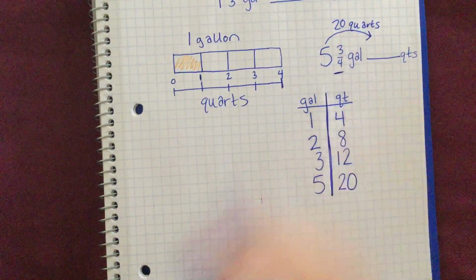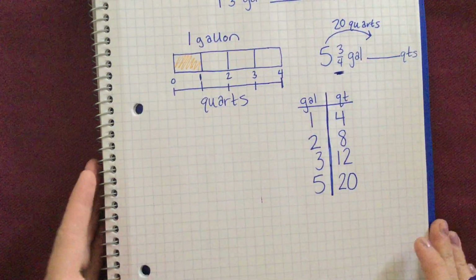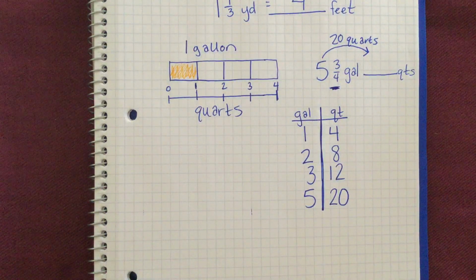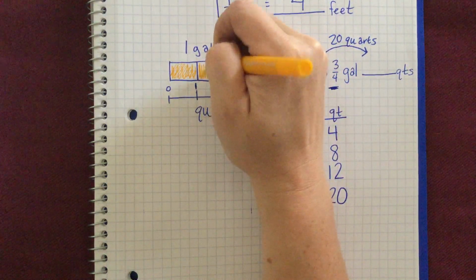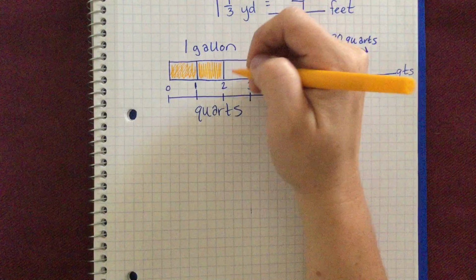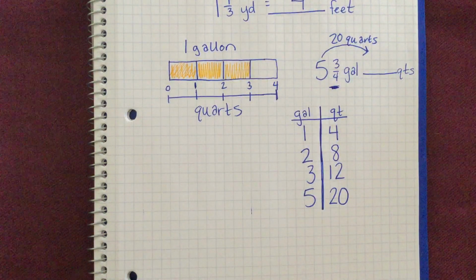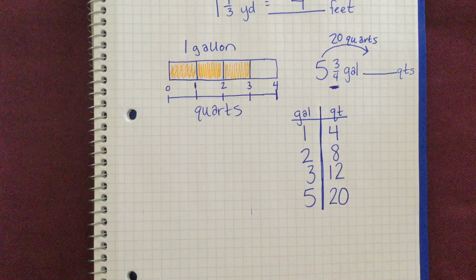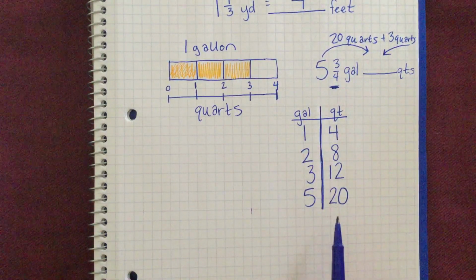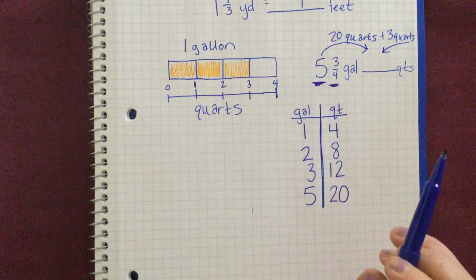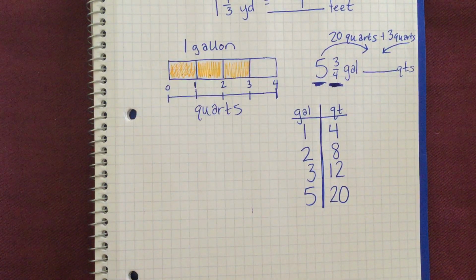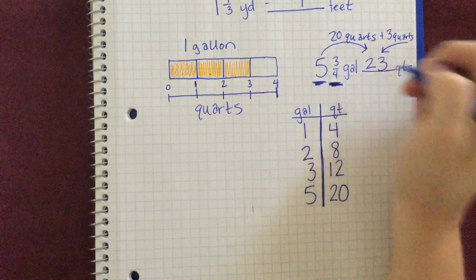But what about this 3/4 gallon? What about this little guy right here, 3/4 gallon? Well, check this out. 1/4 gallon is 1 quart. 2/4 of a gallon is 2 quarts. That means 3/4 of a gallon is how many quarts? 3 quarts. Put those together. These 20 quarts from the 5 gallons plus the 3/4 gallon, which is 1, 2, 3 quarts. Put those together and you get 23 quarts.